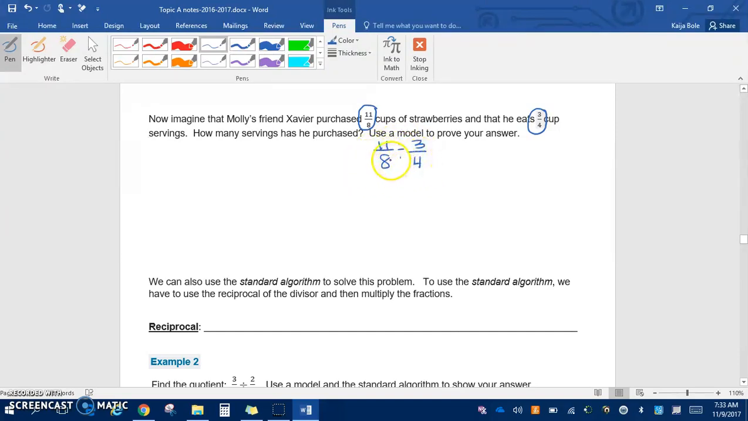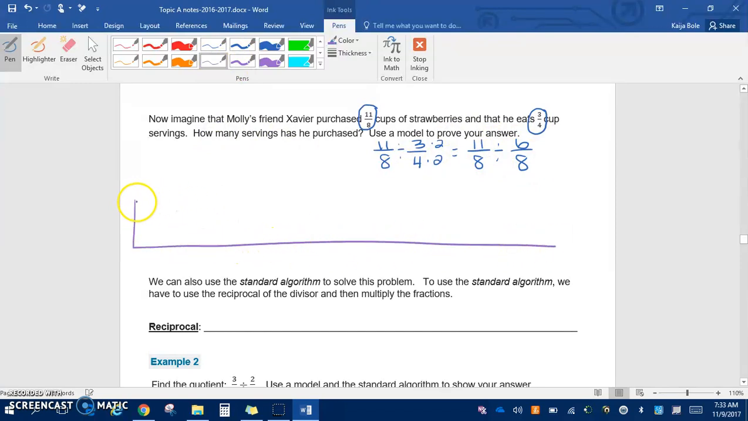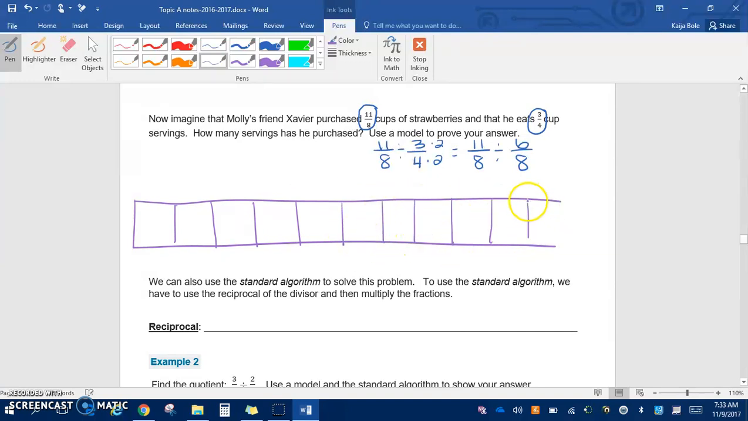Alright, but we need a common denominator, so we're going to have to change the second one to 8ths, so we're going to multiply the top and the bottom by 2. So this would be the same thing as having 11/8 divided by 6/8. And now we can work with this. So if we draw our model, again we need 11 boxes to represent the 11/8. And then we're going to shade in all 11 of them for our 11/8.